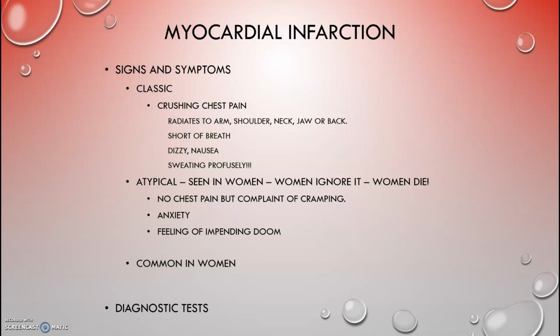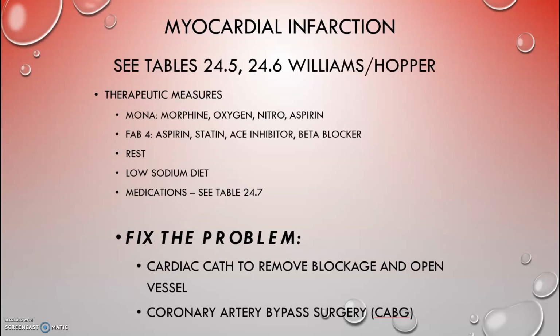And then, of course, we're going to run lab tests. Now, we can do MONA before we start any labs. But we're looking for positive troponin, positive EKG. MONA goes again. And then there's the FAB4.